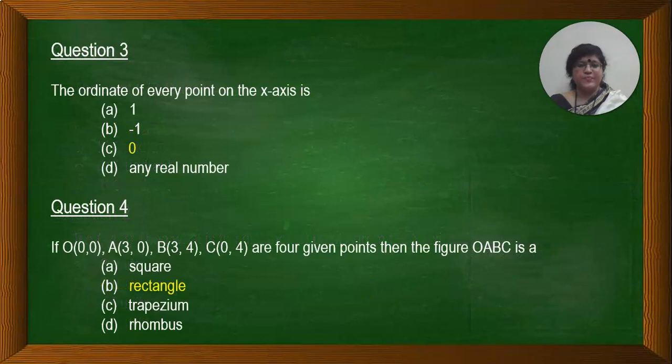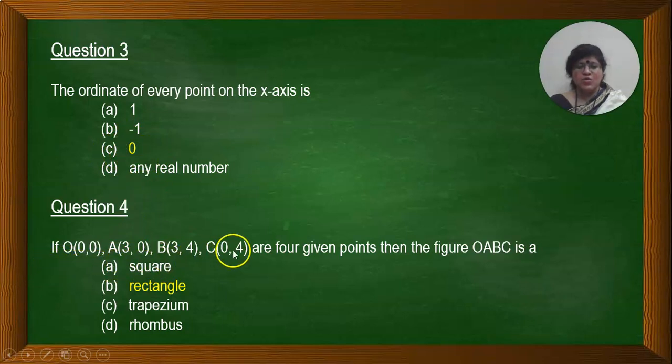Question number 3. The ordinate of every point on x-axis is. So remember what is ordinate? Ordinate stands for the y coordinate. So what is the y coordinate of any point on x-axis? It will be 0 because when it is lying on x-axis it is 1, 0, 2, 0, 3, 0, or it could be -1, 0, -2, 0. So the y coordinate is 0.